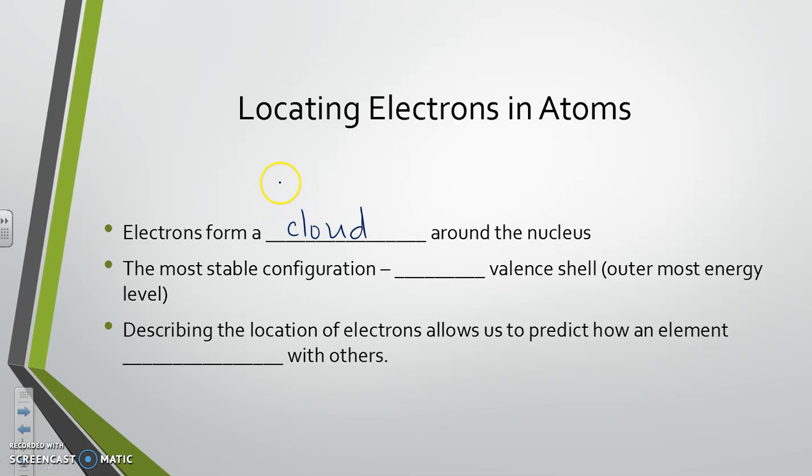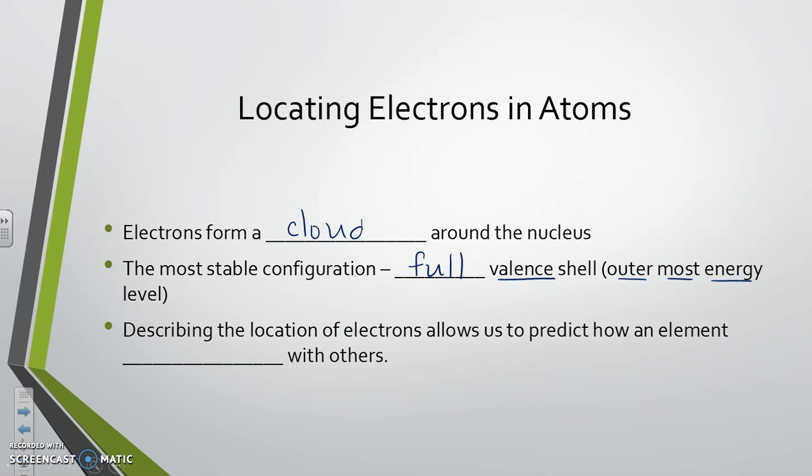All right, so the most stable configuration for any atom is going to be a full valence shell. Valence means the outermost energy level. All of these electrons want a full outer valence shell. They want to hold the most electrons they possibly can in their outside energy level because it makes them stable. They're not going all crazy trying to steal everybody's electrons if they have a full electron shell.